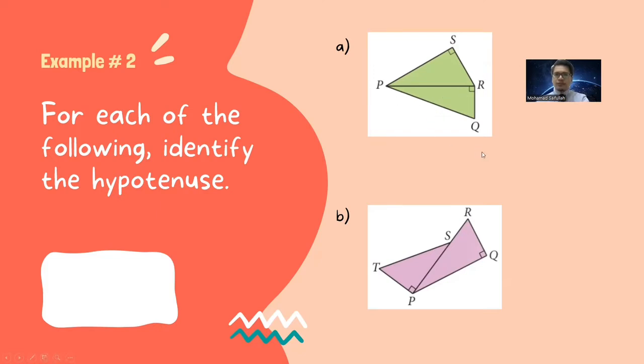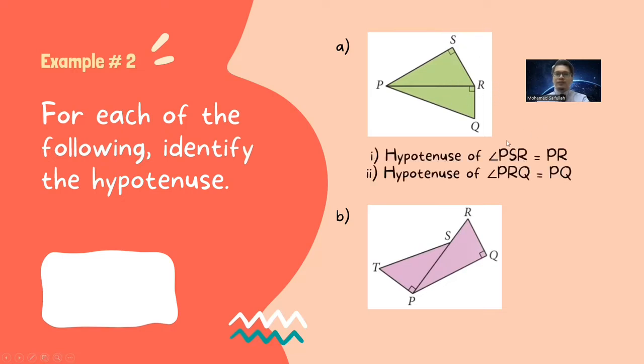Correct. So the hypotenuse for this question will be PR and PQ, because the 90 degrees is here and here. So the opposite to the 90 degrees will be its hypotenuse. Correct. Good. So next for B, what is the hypotenuse for this question?